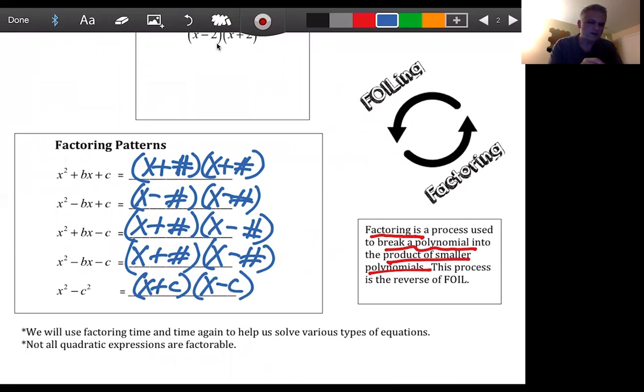Now, if this part here has you a little bit concerned, when I show you my product sum breakdown on this next page, you're going to be fine. I guarantee you. Now, this does say we will use factoring time and again to help us solve equations. Not every one of these quadratic expressions that we're ever going to use will be factorable. But in this section, yes, we're going to be factoring, so we will have factorable expressions.